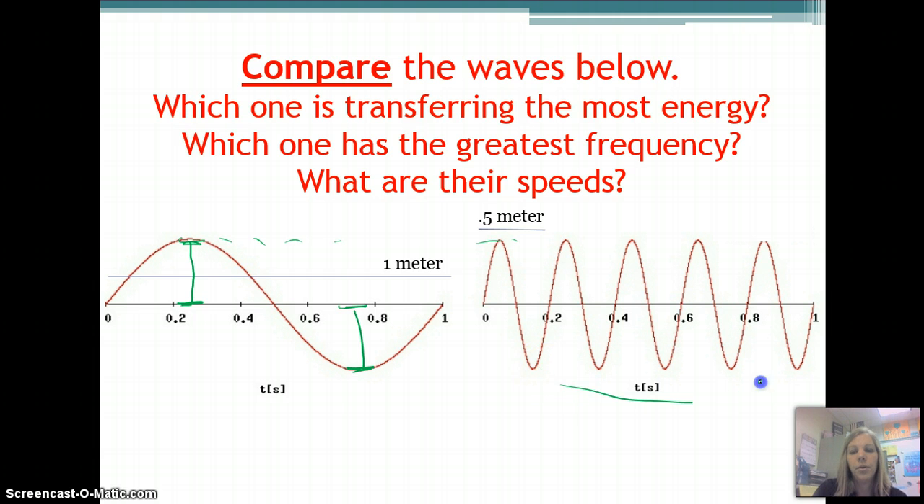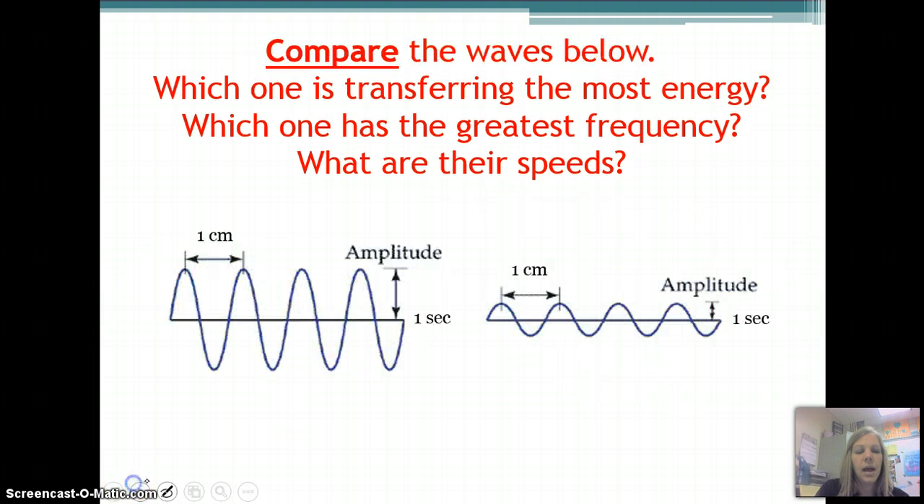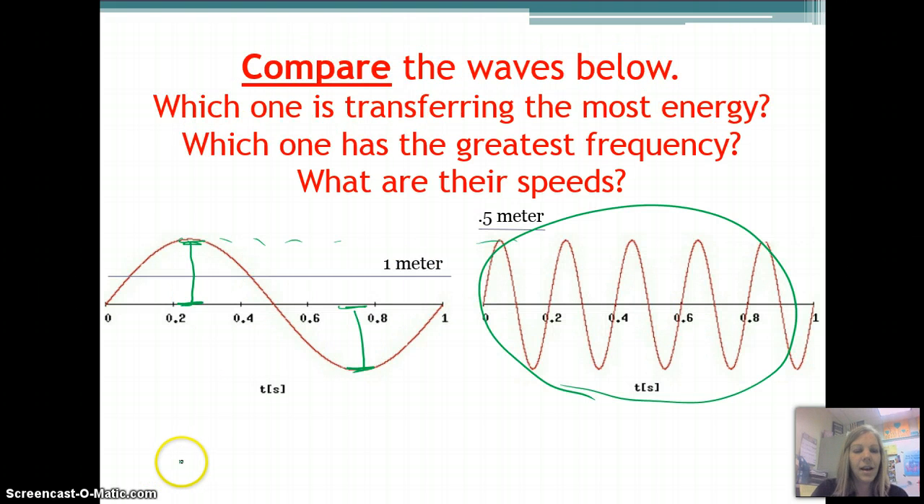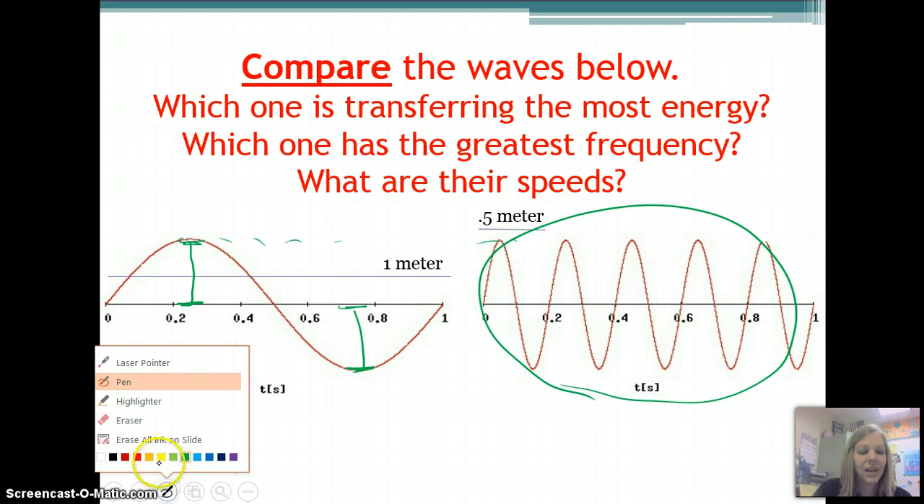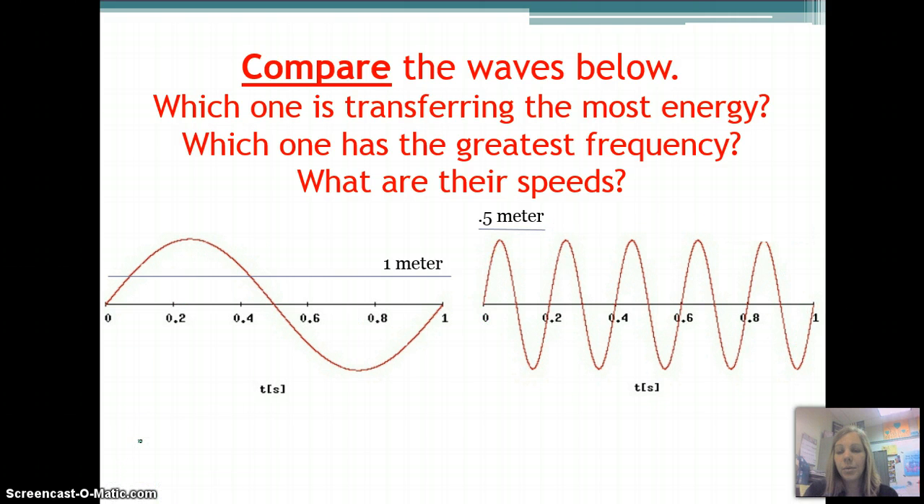A lot of people would tend to say that this one actually does carry more energy because the frequency is higher, but that is not true.